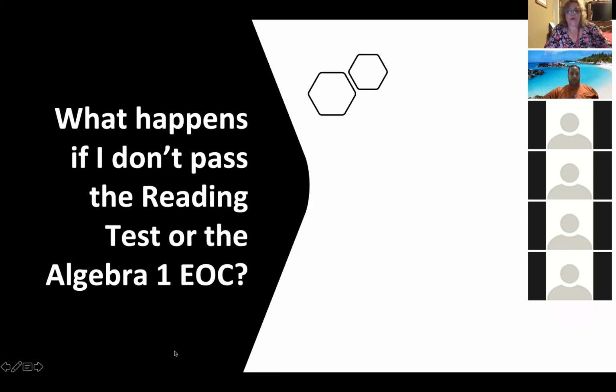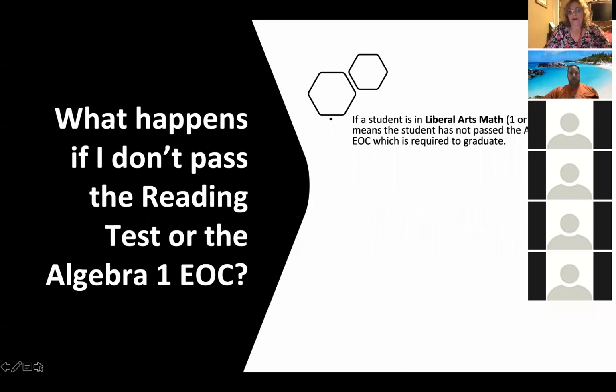A lot of times people are worried: what if I don't pass the reading test or the Algebra 1 EOC, since they are graduation requirements? What would happen? What we do to prepare is we put students in a class that is going to help them prepare. So if you take Algebra 1 and you don't pass the EOC, we don't hold you back. We let you move on in math. So you're going to go to geometry the next year, but we're also going to put you in liberal arts math. There's liberal arts math 1 and 2, and those classes are designed specifically to make sure that you're going to meet all the benchmarks in Algebra 1, preparing you to take the test.